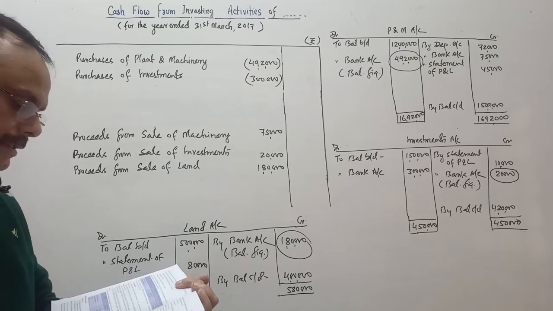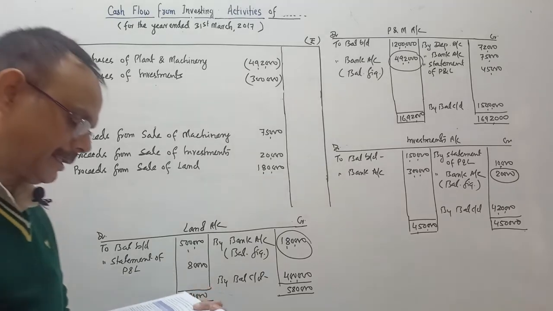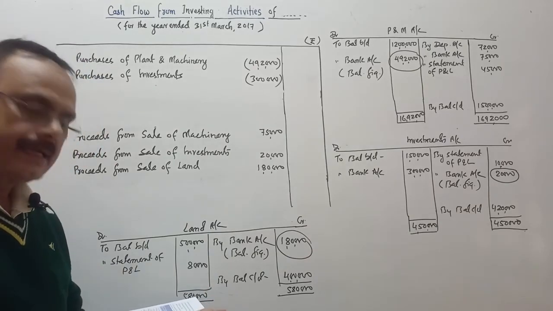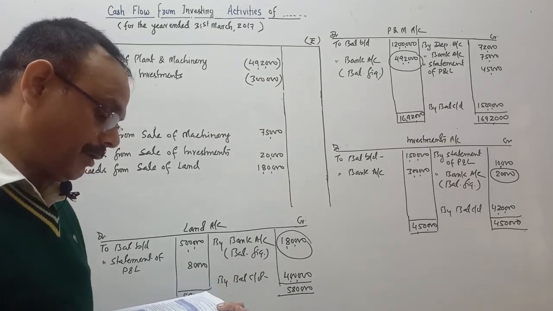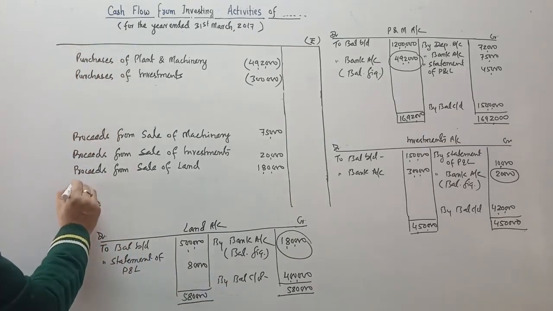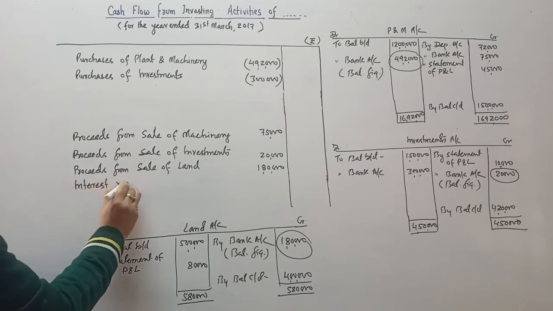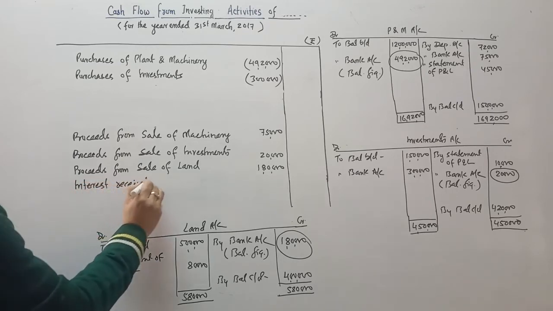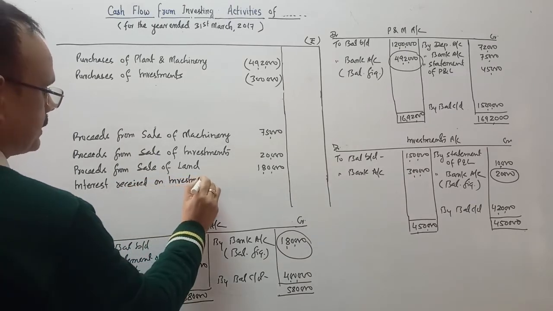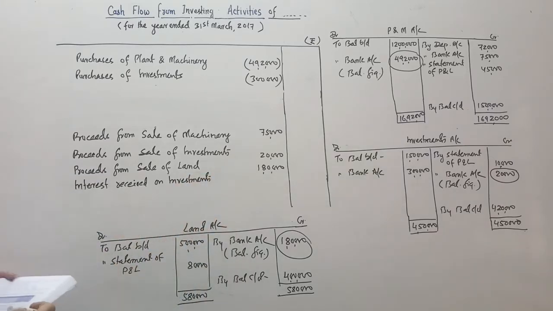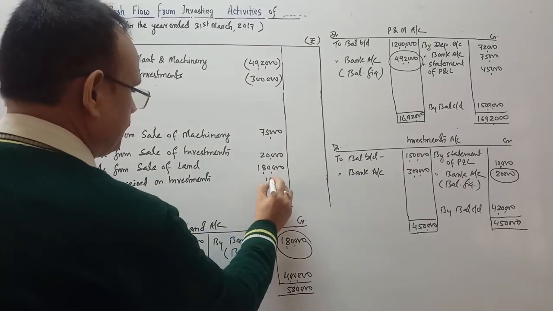Next is your point number 3. You see the additional information number 3, the last line, interest received on investment. This is the inflow. Interest received on investments, that is 15,000 interest is received. So it is an inflow of cash.